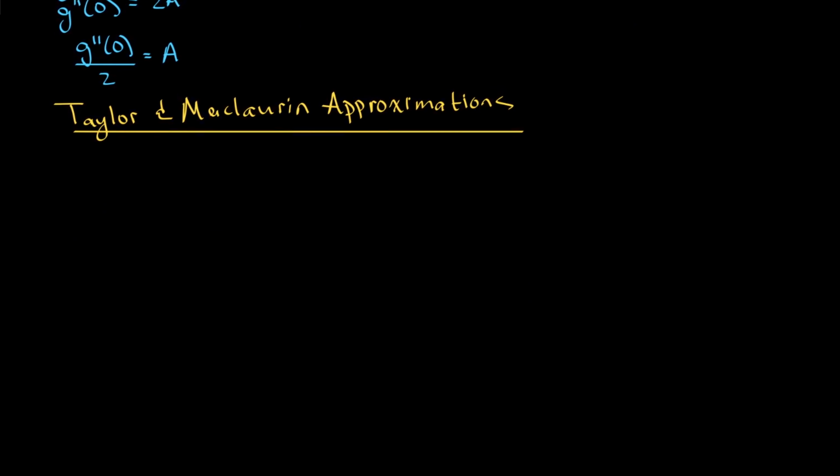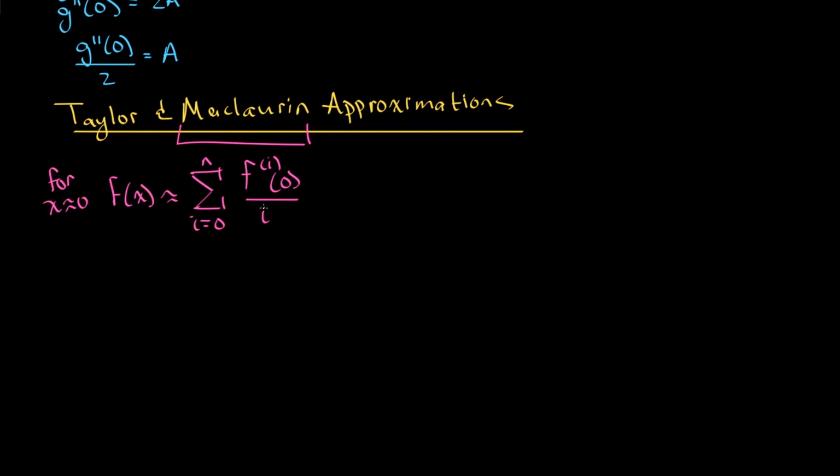So first of all, let's just write out in summation notation what these guys are. We'll first talk about a Maclaurin series and a Maclaurin approximation. So we can say for x near 0 again, f of x is going to be approximately this sum here. We can go from i equal to 0 up to n, and it's going to be f and its ith derivative evaluated at 0 over i factorial, and then times x to the ith power.